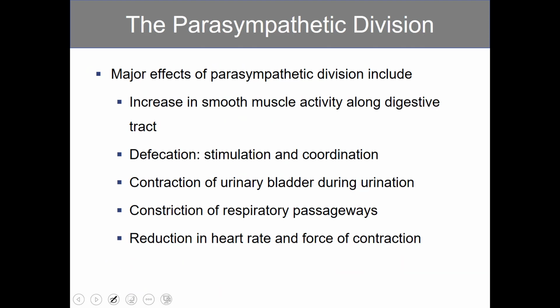Other effects of the parasympathetic division: it increases the smooth muscle activity along the digestive tract, therefore increasing motility. It's going to stimulate and coordinate defecation. It's going to contract the urinary bladder during urination, constrict respiratory passageways back to rest, and it's going to reduce the heart rate and the force of contraction of the heart.